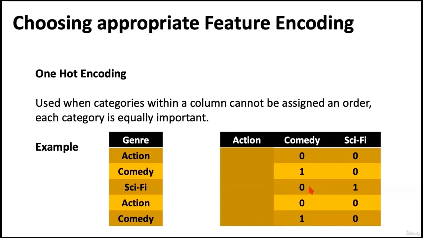Similarly, in this case, it's not comedy, but it's known to be sci-fi. If that's the case, then it cannot be action. So action again will have to be 0. So in a way, in such cases, when you do one-hot encoding, if you have n categories in a column and you create n new columns, you don't need n columns. You can figure out the nth column by using the n-1 columns.